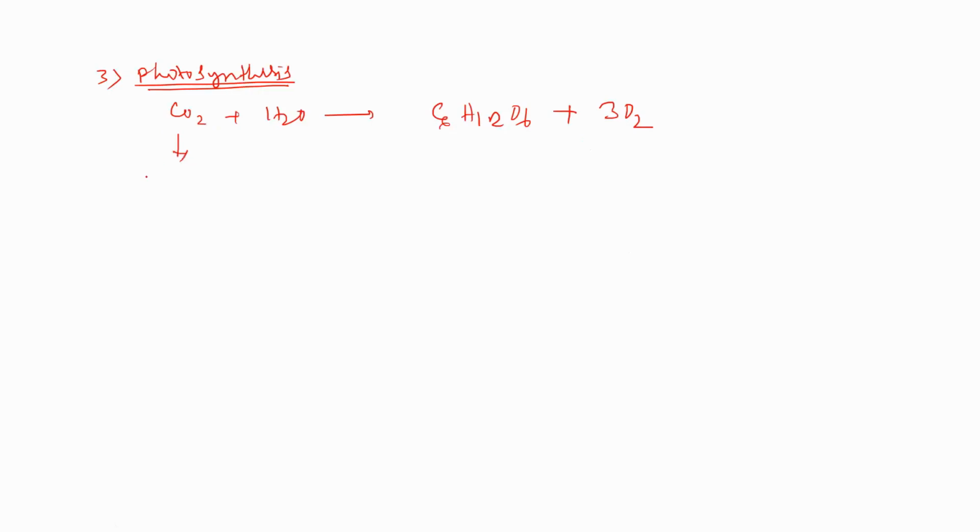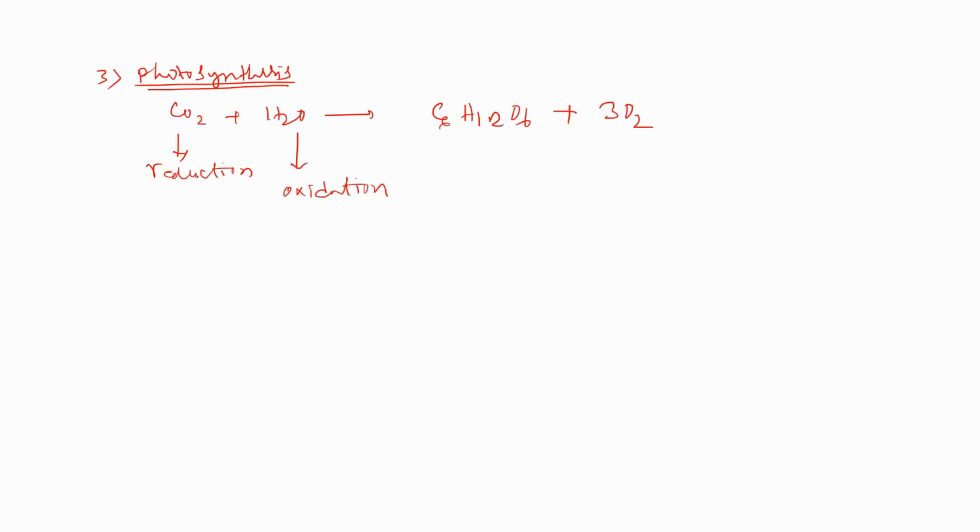Another example I will show you is the photosynthesis reaction. Carbon dioxide in the presence of water forms C6H12O6 plus 3O2. So this is a photochemical reaction. In this photochemical reaction, the carbon dioxide goes through a reduction reaction and the water goes through an oxidation reaction.